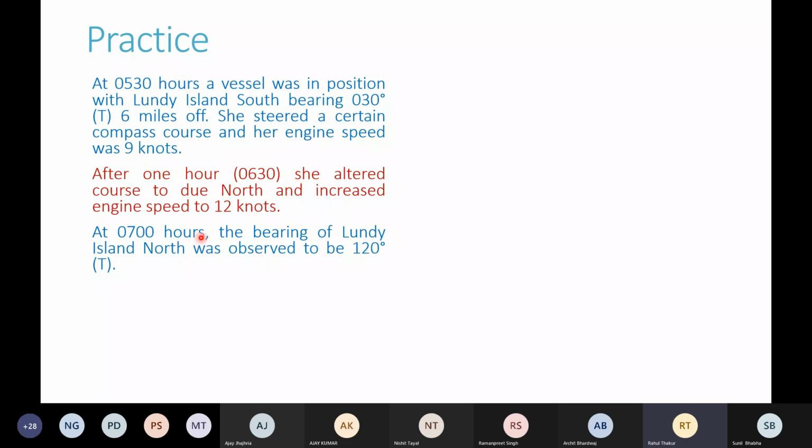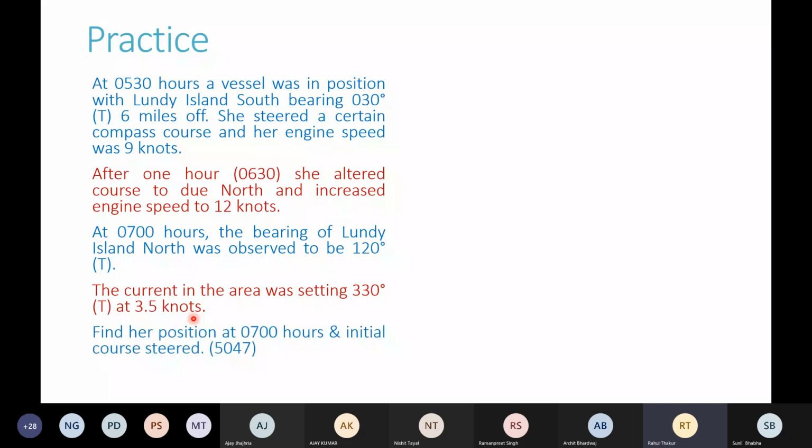At 0700 hours, that means after another half an hour, the bearing of Lundy Island North was observed to be 120 degrees true. The current in the area was setting 330 at a rate of 3.5 knots. Find her position at 0700 hours and the initial course steered. This question is based on chart number 5047.